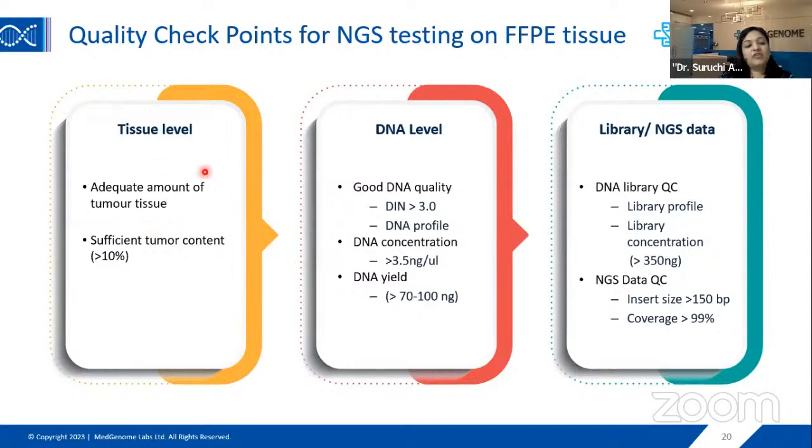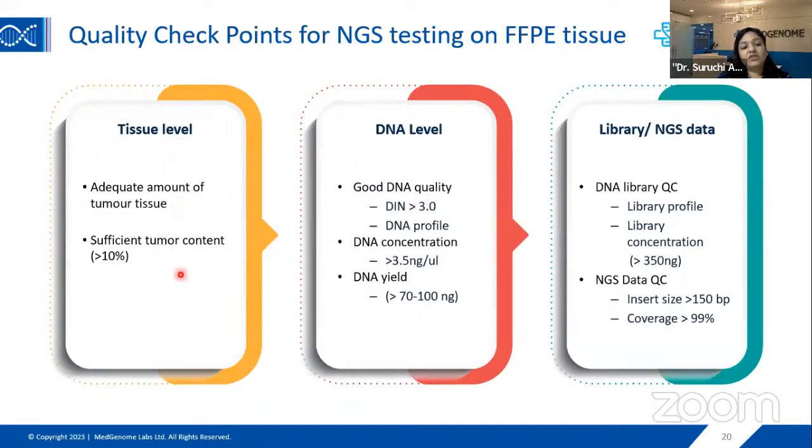And apart from that, we need to have at least 10% tumor cells in the block, that is tumor content or neoplastic cell percentage in the block, to perform next generation sequencing and have a good diagnostic yield. If tumor content is 10% or less, the diagnostic yield may be compromised and we may end up with false negative results.